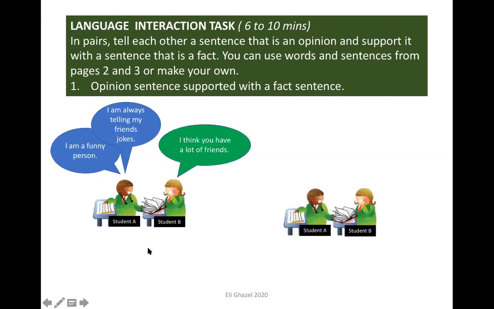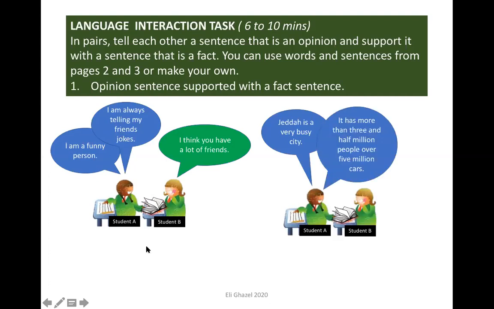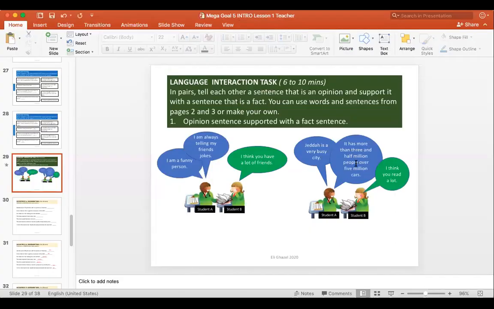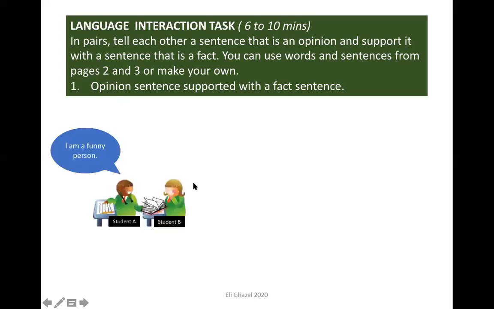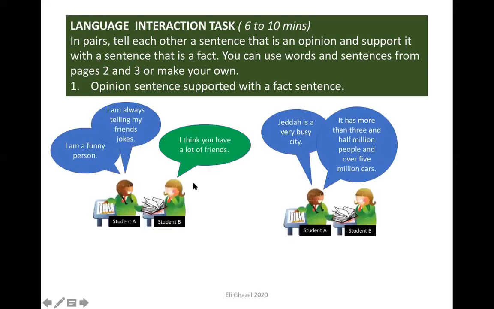Whereas another pair might be saying this, Jeddah is a very busy city. It has more than 3.5 million people, and over 5 million cars. Let's just fix this. 3.5 million people and over 5 million cars. All right. So let's go back straight there. I'm sorry, I only notice the typos when I'm talking about them. All right. So it has more than 3.5 million people and over 5 million cars.